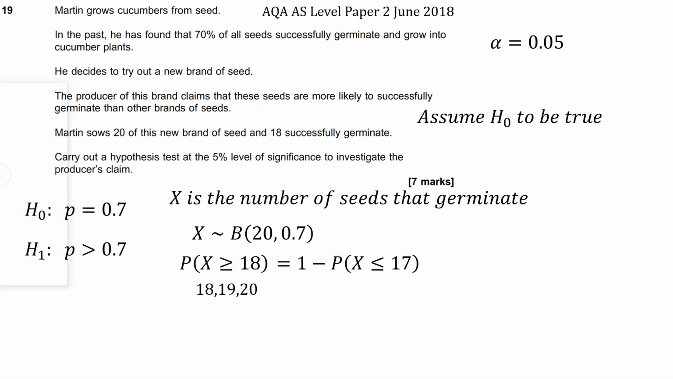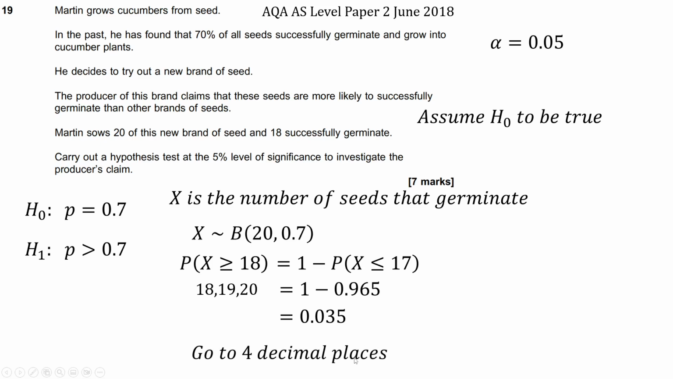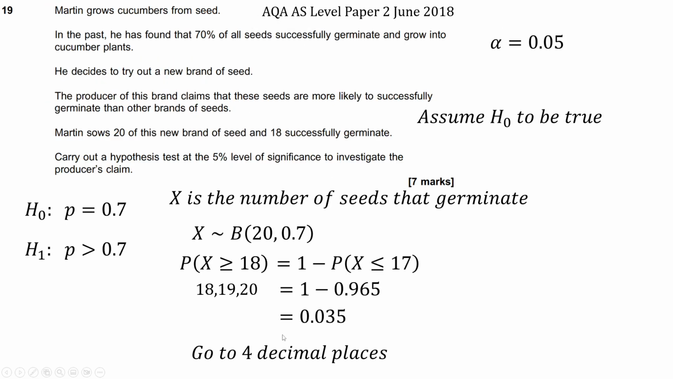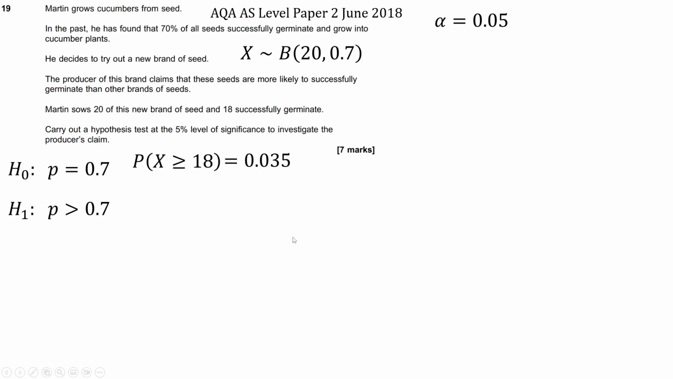So let me just move that out of the way. And we're doing 1 minus that, and that will get us 0.035. Always go to 4 decimal places. I've not gone here just because it's simpler to write out a bit less than 4 decimal places on PowerPoint. It doesn't actually matter for me right now because I'm not being examined, but do go to 4 decimal places. I've just removed a bit of this so it looks a bit cleaner.